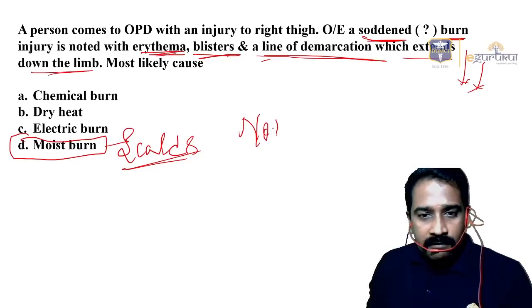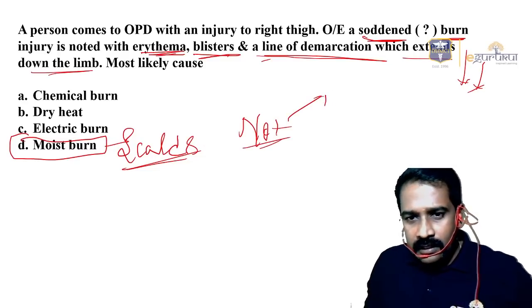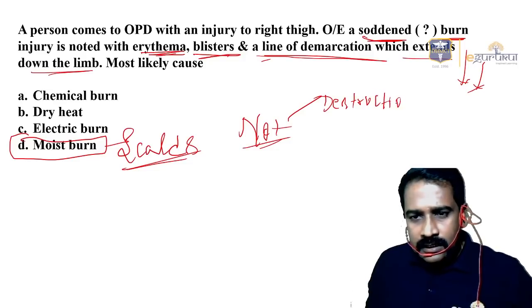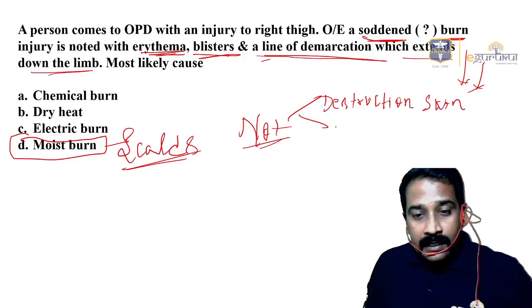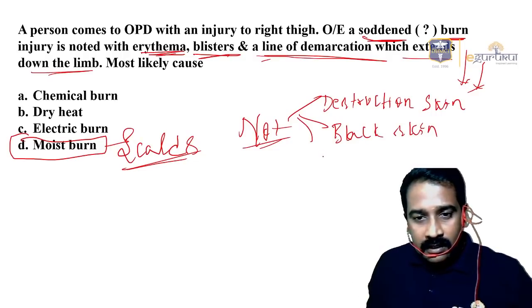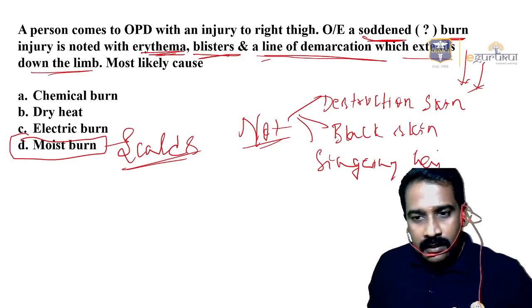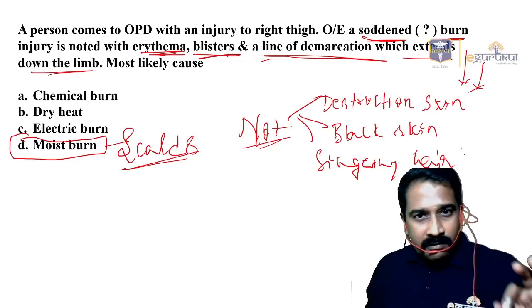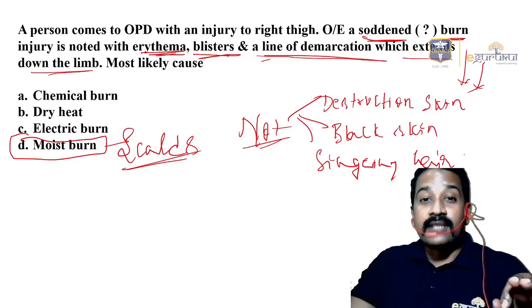What's not given? The not given thing is destruction of skin. Destruction of skin has not happened. Then darkening or blackening of skin is not given, or singeing of hair. Singeing of hair is not given. So not given are these which are seen in case of dry burns.